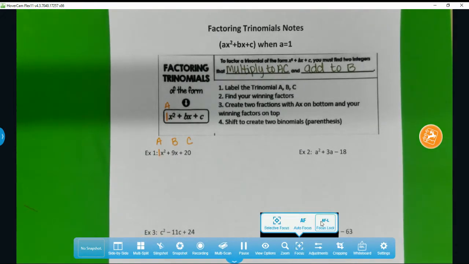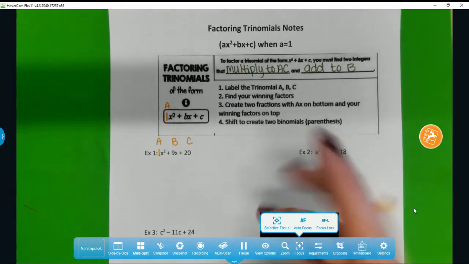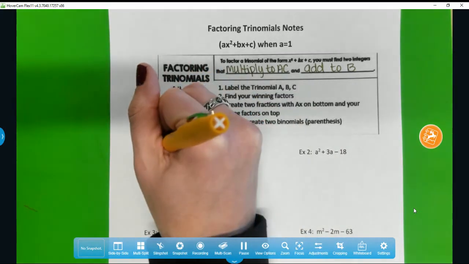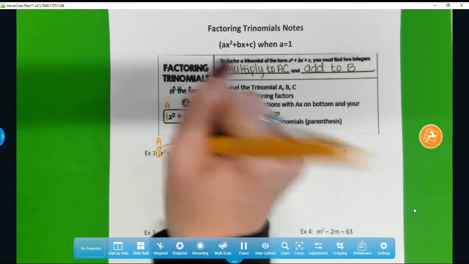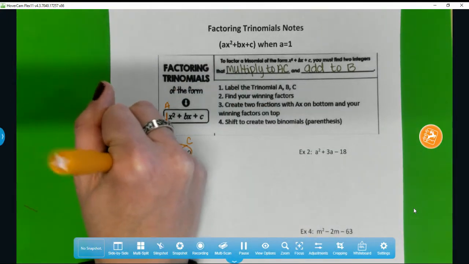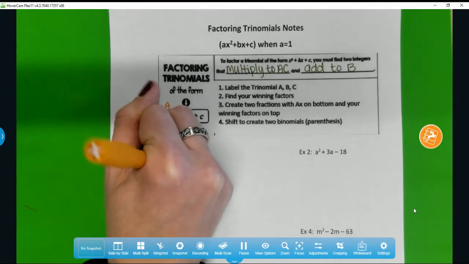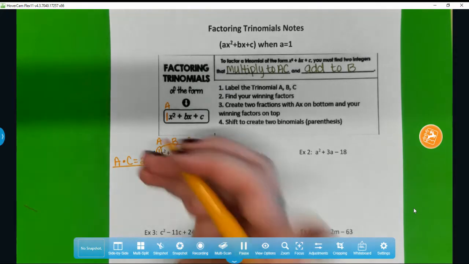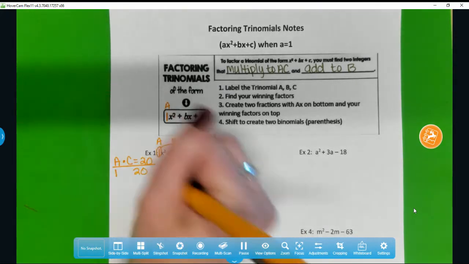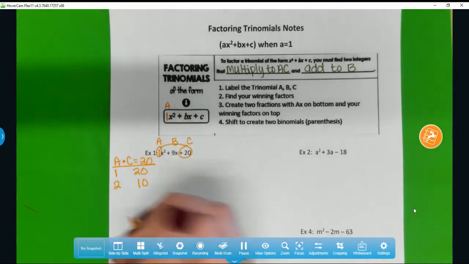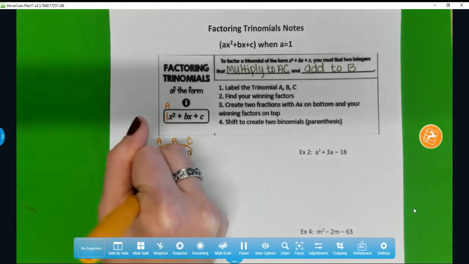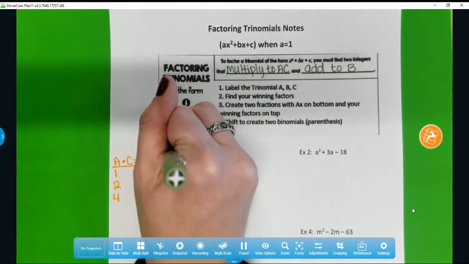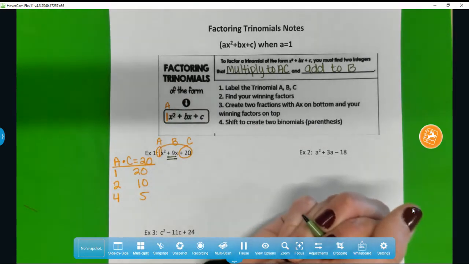Then I'm going to multiply A times C. So in this first example, A times C equals 20. Now I'm going to think of numbers that multiply to give me 20. For example, 1 and 20, 2 and 10, 4 and 5. These same numbers, I'm going to add them to see which one gives me B, which is 9.